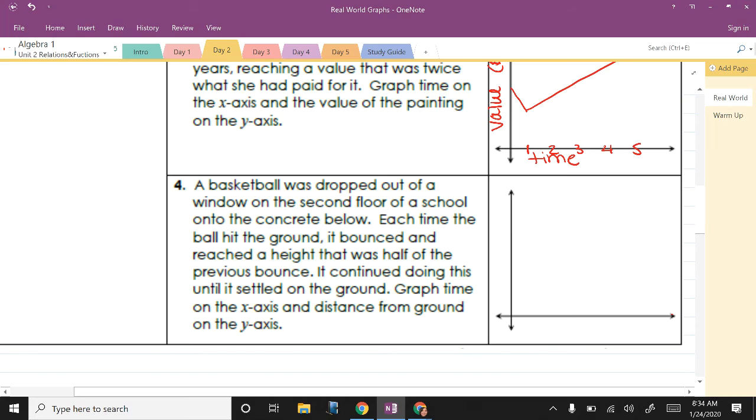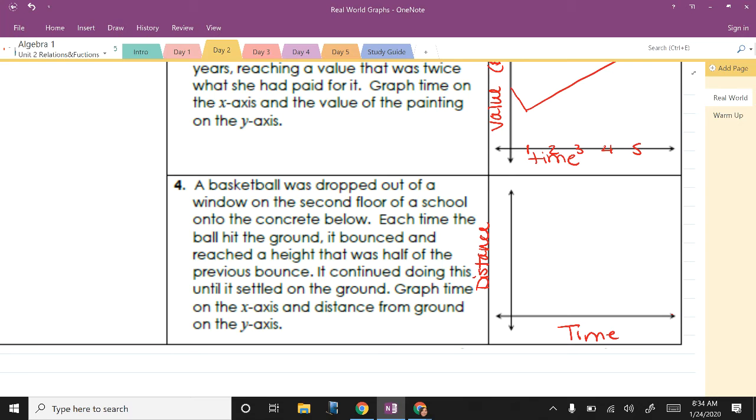All right. A basketball was dropped out of a window on the second floor of a school, from the second floor of the school to the concrete below. Each time the ball hit the ground, it bounced and reached a height that was half of the previous bounce. It continued doing this until it settled on the ground. Graph time on the x-axis. I like it when they tell me what to do. And the distance from the ground on the y-axis. Distance. Okay. Do we have to put a unit with them every time? No.